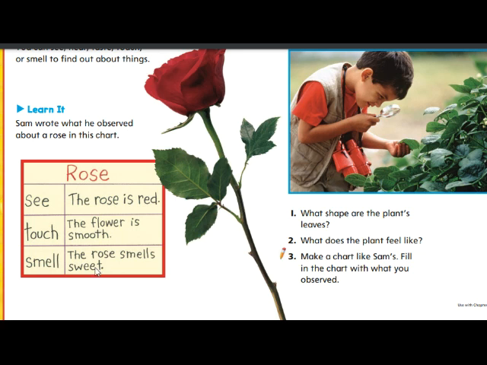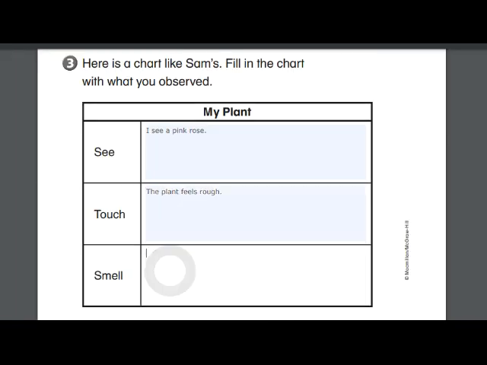All right, and the last one for smell, let's look at Sam's example. The rose smells sweet. He's got that beautiful uppercase letter and that period again. Let's describe the pink rose I was smelling. I'll say the rose has no smell. Mine has no smell because mine is not a real flower. Your flower might smell sweet. It might be a plant that doesn't have a flower, so it might not have a smell or it might smell a little stinky. Some flowers, like marigolds, don't smell too good. They're a little bit stinky.